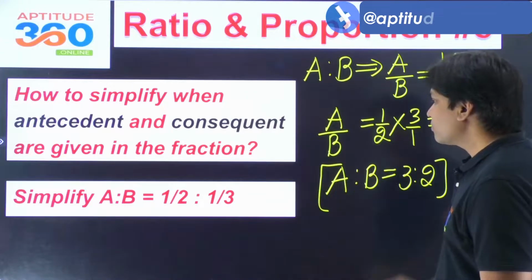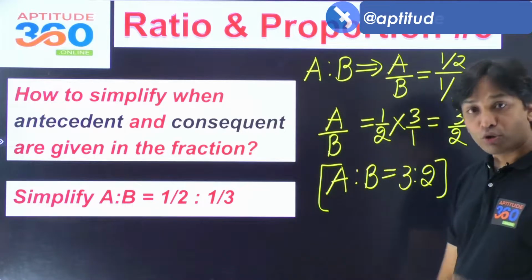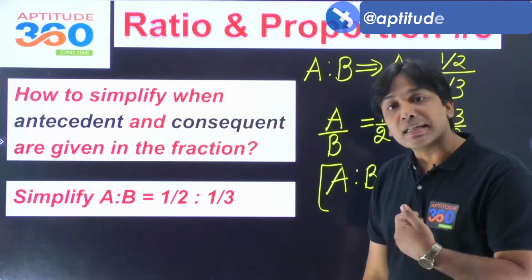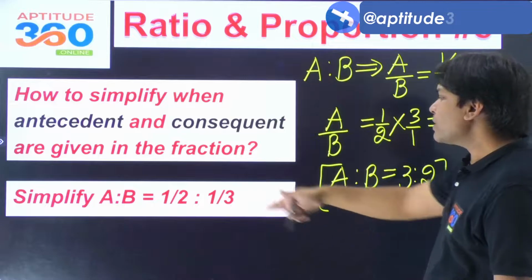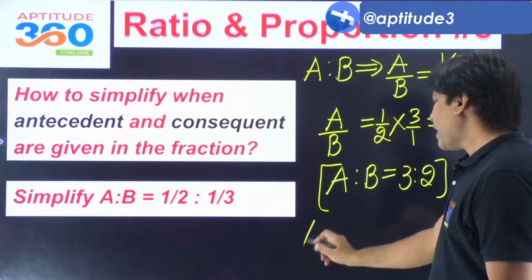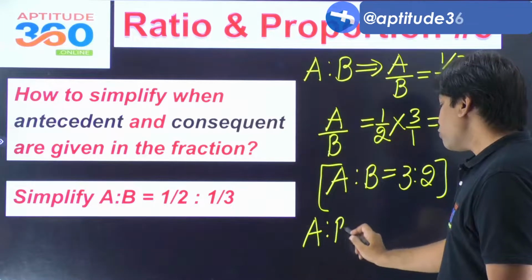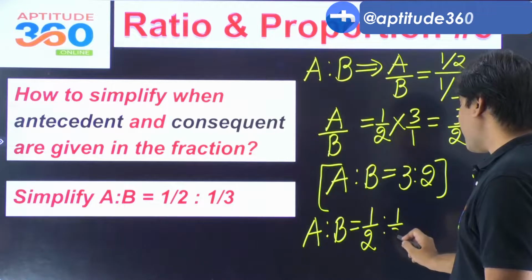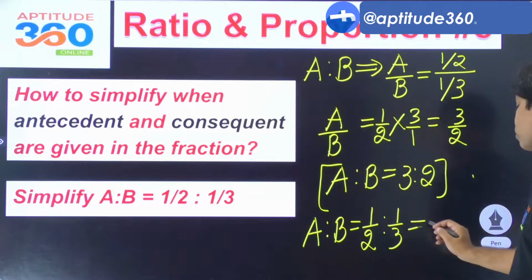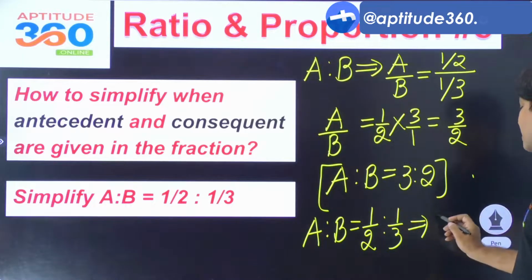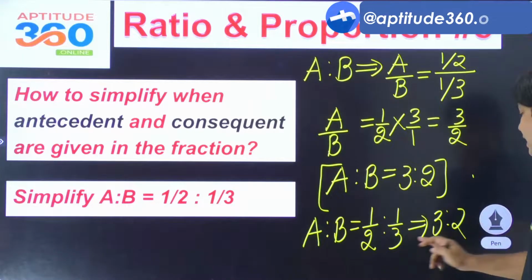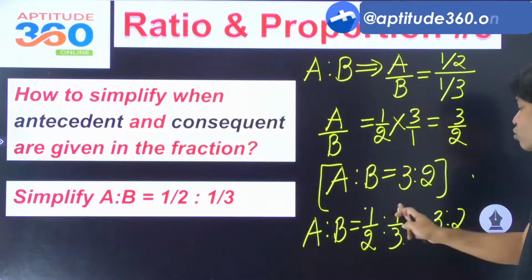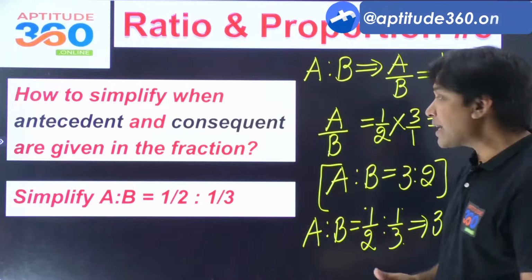Very simple. क्या आपको ये वाला स्टेप करने की जरूरत है? No, you don't have to do that. हमने समझने के लिए कर दिया. What is it that you should be doing? You should be just doing the cross multiplication. If I am given A is to B as 1 by 2 is to 1 by 3, मैं दिमाग नहीं लगाऊंगा. मैं तो सिंपली क्रॉस मल्टीप्लाई करूंगा ना. क्रॉस मल्टीप्लाई किया तो this is 3 into 1 and this is 2 into 1. Does this make sense to you?